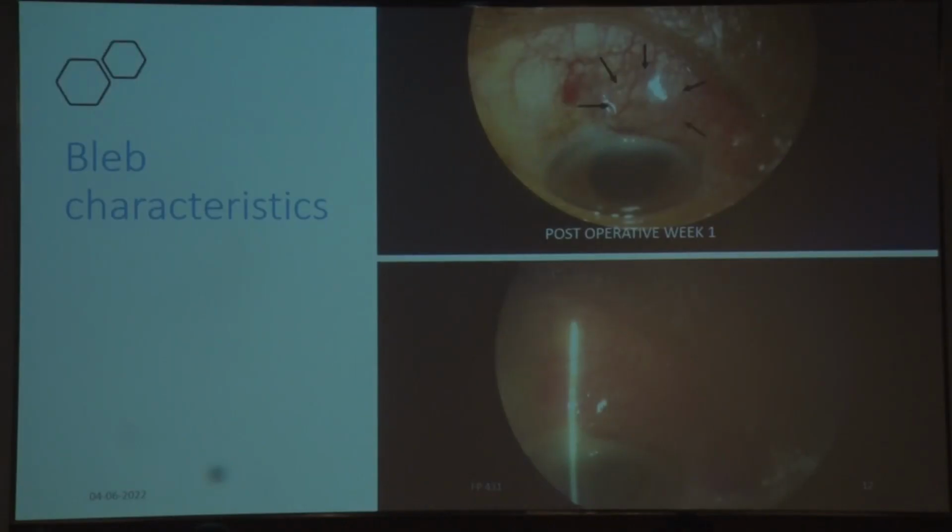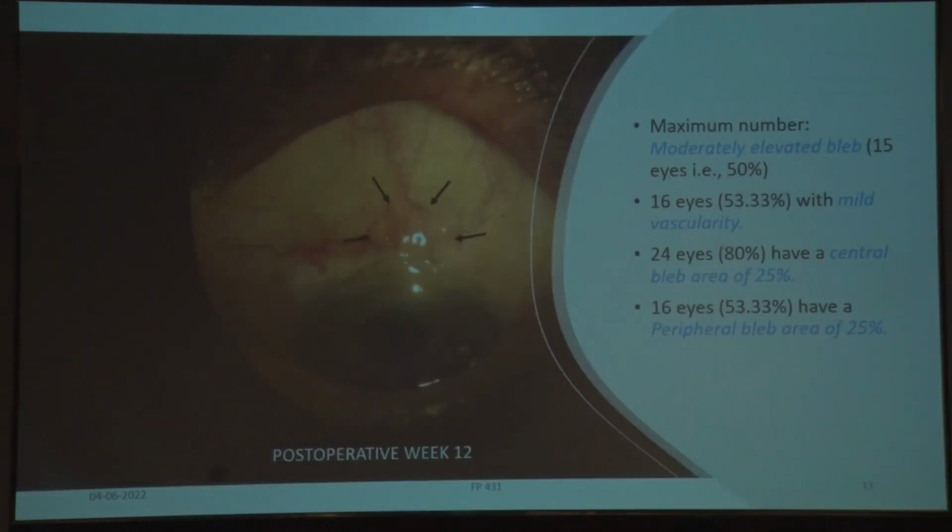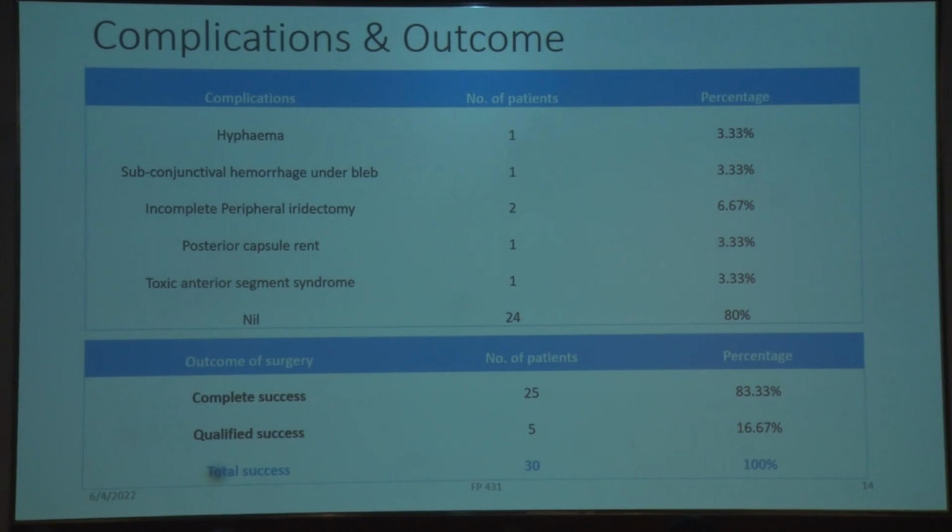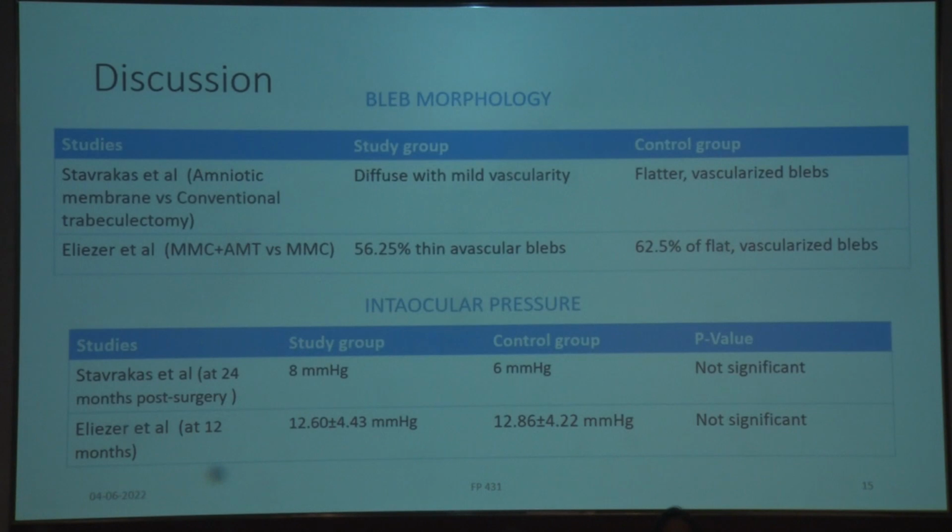So the bleb characterization is as follows. Moderately elevated blebs were around 50%, and 53% showed mild vascularity, 80% had a central bleb area of 25%, and 53% had a peripheral bleb area of 25%. The complications encountered were hyphema, subconjunctival hemorrhage under the bleb, incomplete peripheral iridectomy during surgery, posterior capsular rent, and toxic anterior segment syndrome, which were managed and did not show any long-term complications. The outcomes being complete success of 25 patients, 83.3%, and qualified success of 17%.